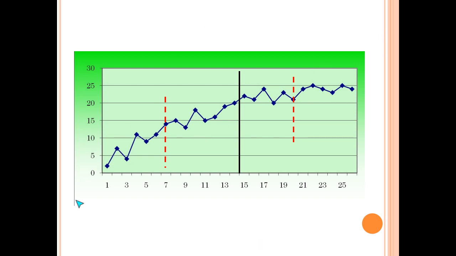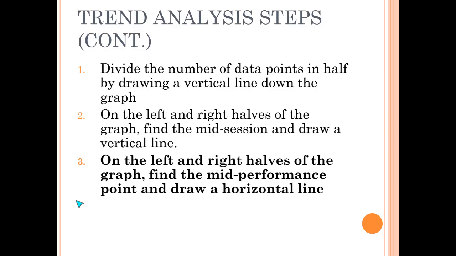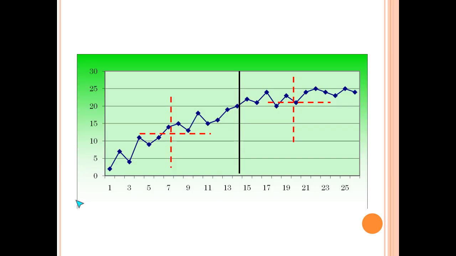So within this half, where's the mean performance? It's somewhere here between 10 and 15. And I'm drawing another middle line there. And then in this half, where is the mean level of performance? And it's somewhere here between 20 and 25. I'm drawing another mean line over there, and I'm looking at these intersections.